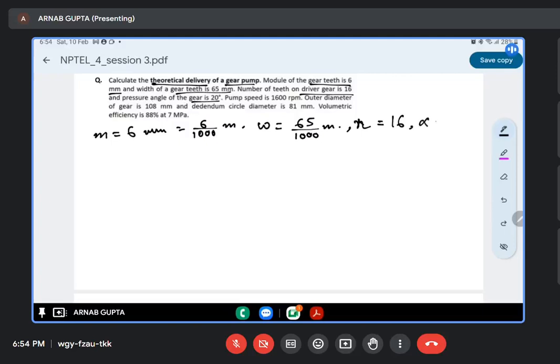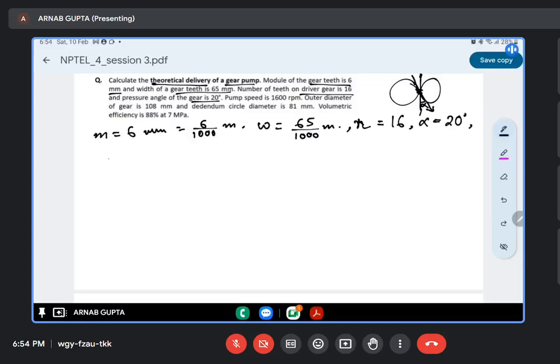So I hope you know what is pressure angle. If two gears are meeting, then the line of force exerted by this tooth onto this tooth, the angle between that line and the perpendicular passing through the meeting point, the intersection of the two pitch circles, this angle is called the pressure angle. That is basically 20 degree.